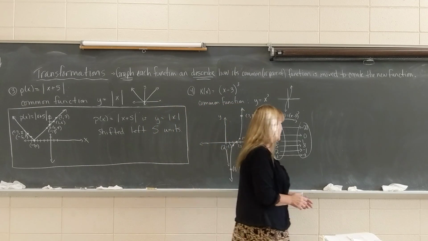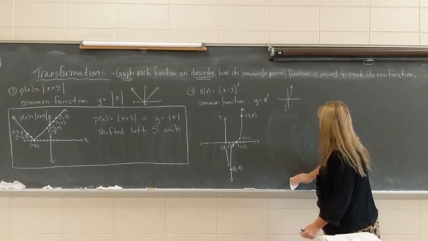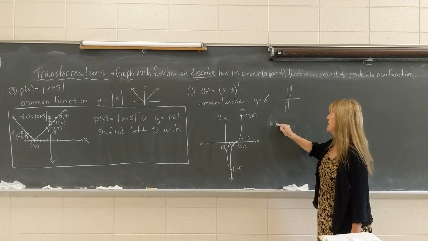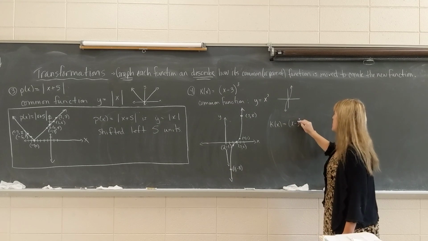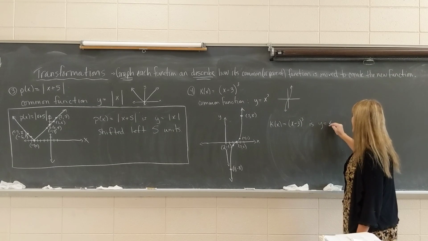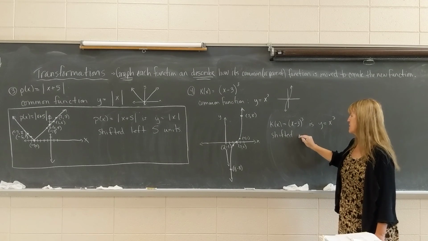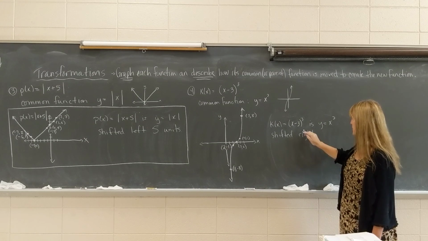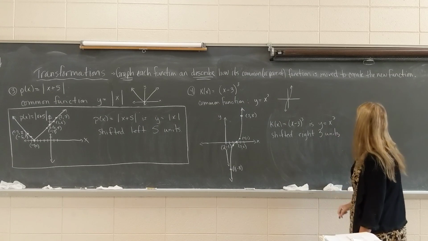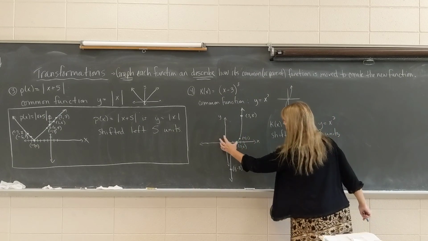All right, I'm going to erase my mapping and write my statement. Little arrow right there. All right, so k of x equaling x minus 3 quantity cubed is y equals x cubed shifted where? I'm going to say right 3 units. Okay, just take this y equals x cubed and shift it to the right 3 units.